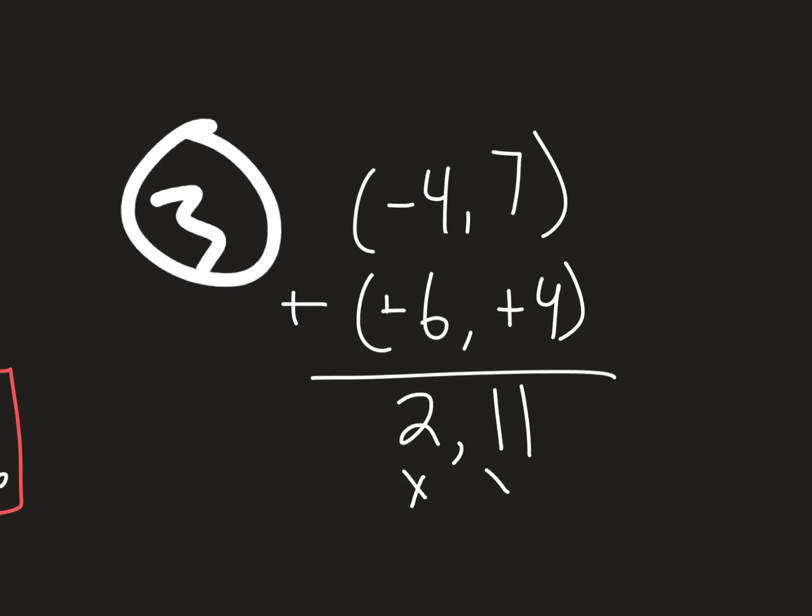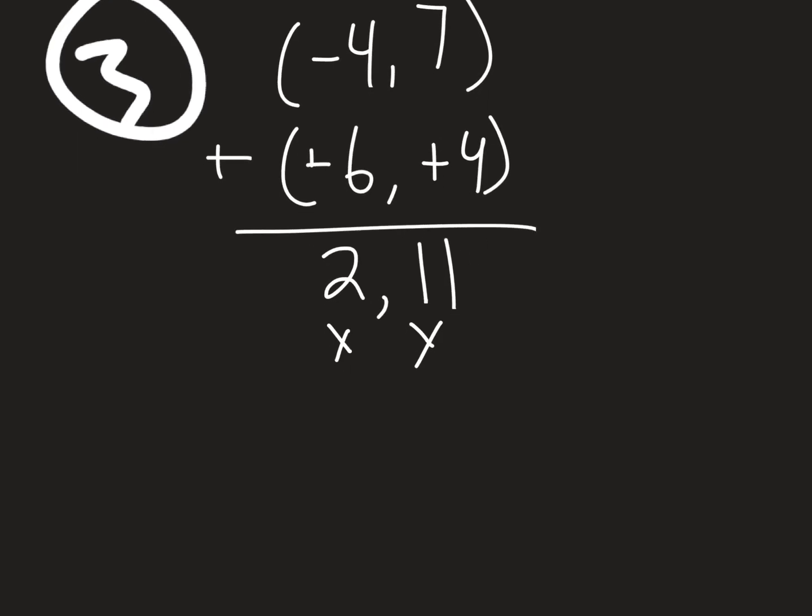Now we have to arrange them in order. Okay, that looks like 2 x's. So we have 2, 11. So our slope, m, equals what? 11 over 2. Okay, try number 4.